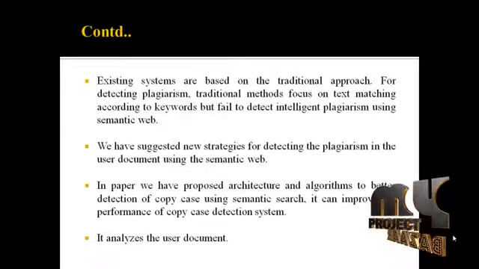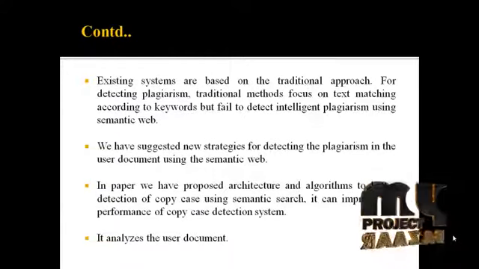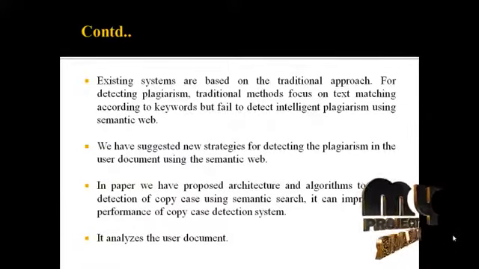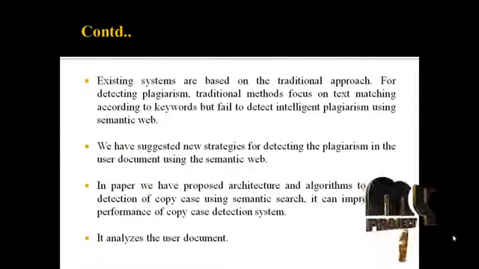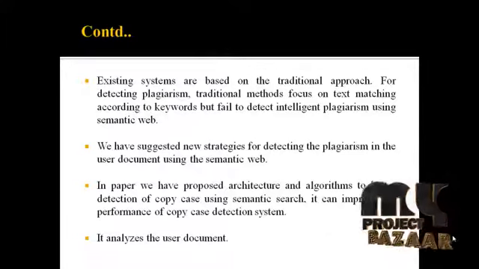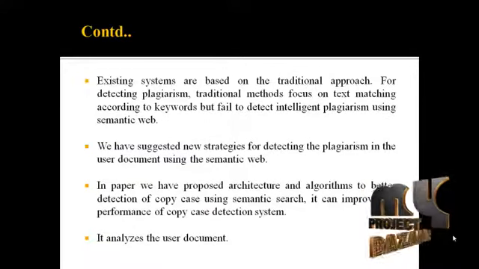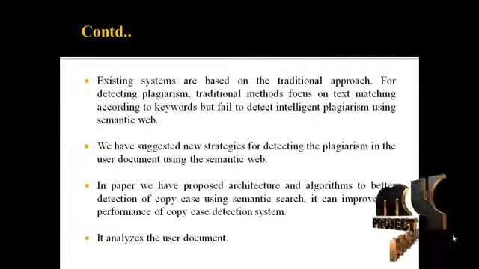Existing systems are based on the traditional approach for detecting plagiarism. Traditional methods focus on text matching according to the keywords but fail to detect intelligent plagiarism using the semantic web. We have suggested a new strategy for detecting plagiarism in the user document using the semantic web. In the paper, we have proposed an architecture and algorithm for better detection of copy cases using semantic web search. It can improve the performance of copy case detection systems. It analyzes the user's document.